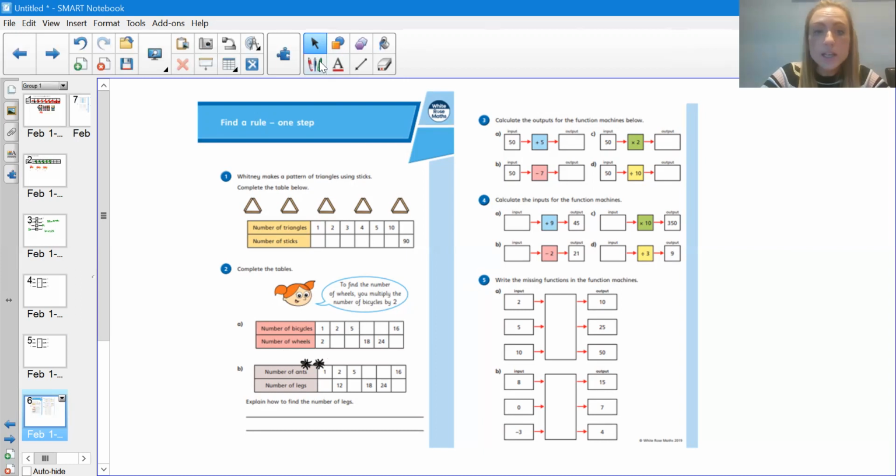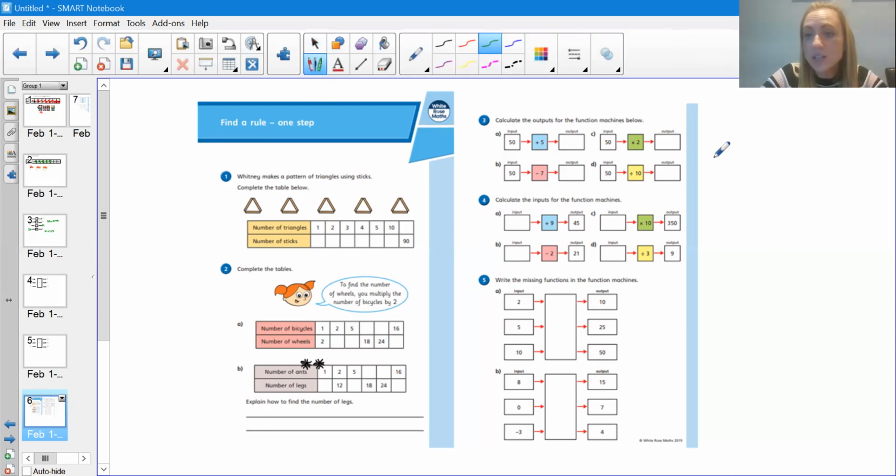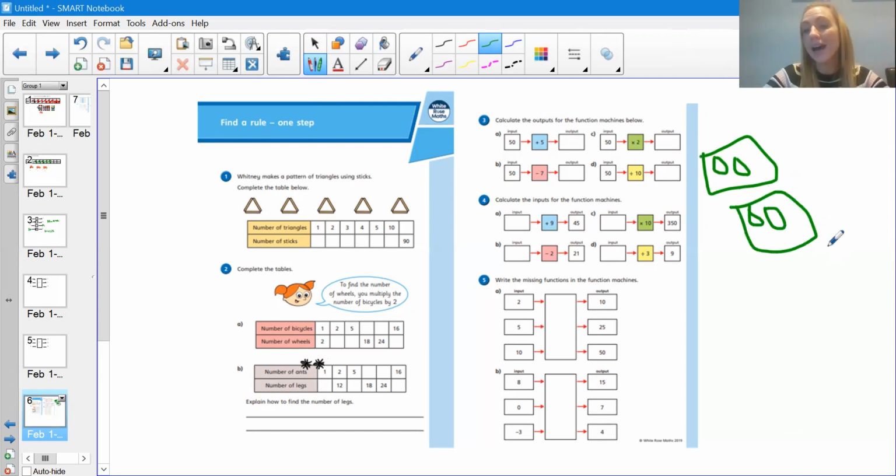Now, if you're not quite sure, you could always have a little go at thinking, okay, there are 2 wheels and that's 1 bike. There are another 2 wheels and that's another bike. So you could have a go at drawing that out if you're not quite sure.